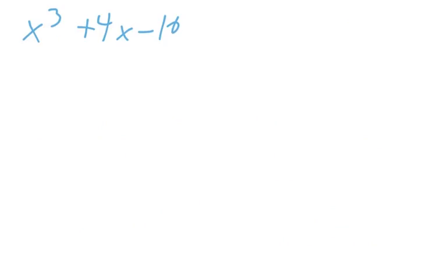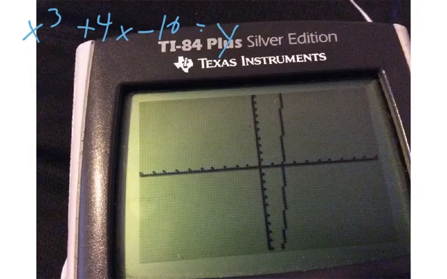Alright, the next one we're going to try is x cubed plus 4x minus 16. And so we're going to put that into y1. And this one only has one zero that we can find, and that turns out to be x equals 2.